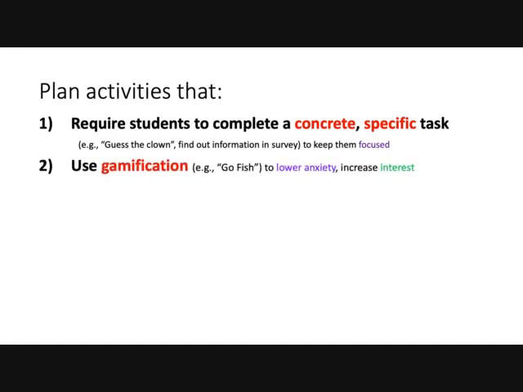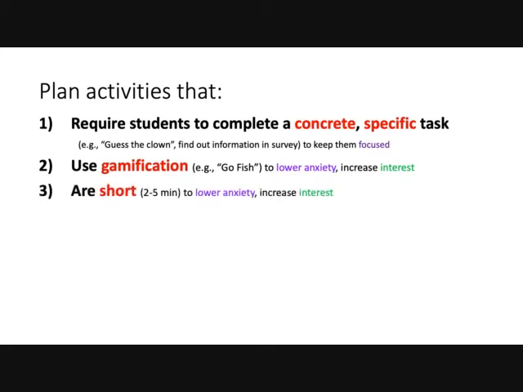The next strategy, of course, is to use gamification. I love activities like Go Fish. Go Fish is a great one for just practicing question words. If you're in a small group playing Go Fish, you don't realize that you're practicing the question words in English. You're just having fun playing a card game. So you do that to lower anxiety and also to increase interest.